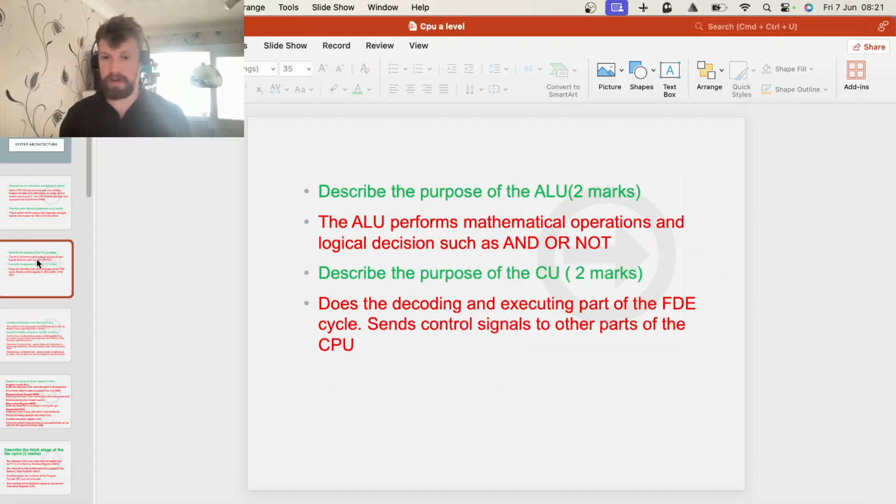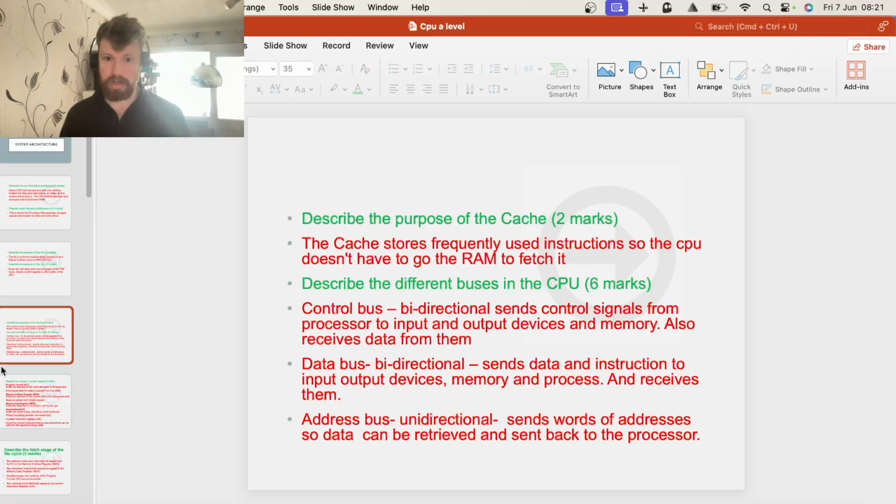Purposes of individual components of the CPU. The ALU performs mathematical operations. Everyone remembers that because of arithmetic, but then they also forget to put in the logic gates. That's how you get the second mark. The control unit does the decoding and executing part of the FDE cycle, and sends control signals to other parts of the CPU. Cache stores frequently used instructions so that you don't have to go to RAM to fetch them.